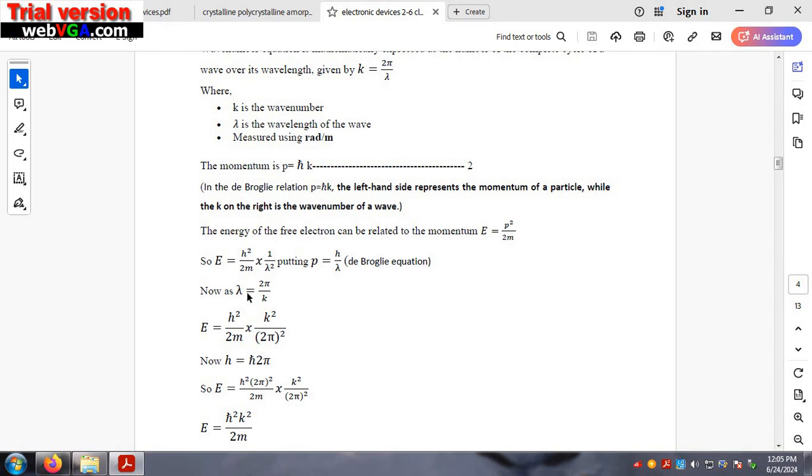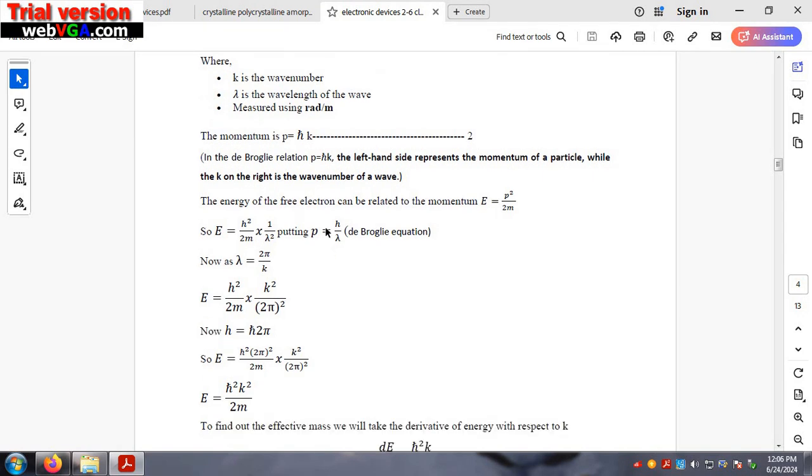Now we replace lambda from the previous equation, where k is this one. Replacing the value of lambda, we get lambda equals 2 pi by k. After replacing the value of lambda in this equation, we get E equals h square by 2m into k square by 2 pi square.